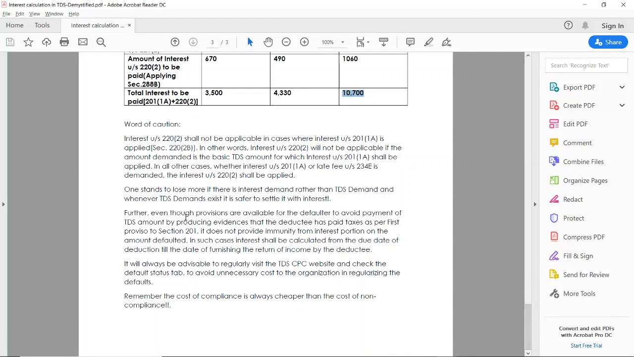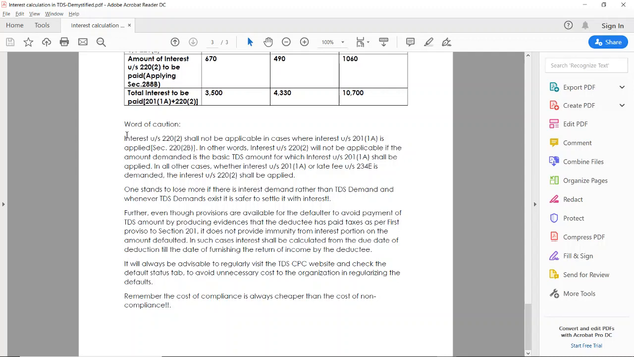Now I have some word of caution: interest under section 222 will be applied only in cases where the interest under section 201 1A is not applicable, which means when there is a demand of basic TDS amount, there will not be any application of 220 subsection 2, which means one has to pay for any basic amount which is outstanding and which remains to be paid. Automatically the provisions of 201 1A subclause 2 will be applicable, and 1.5% of interest will have to be paid to discharge the amount.